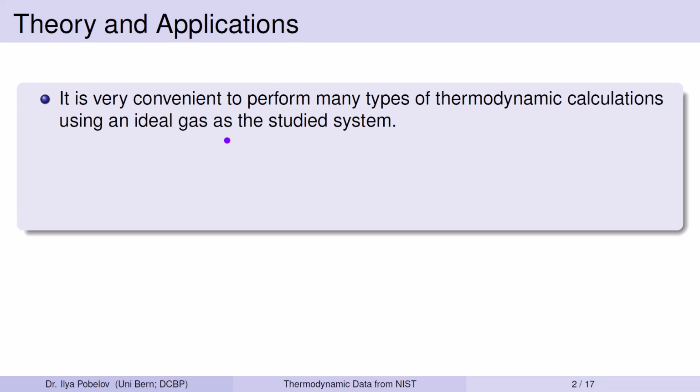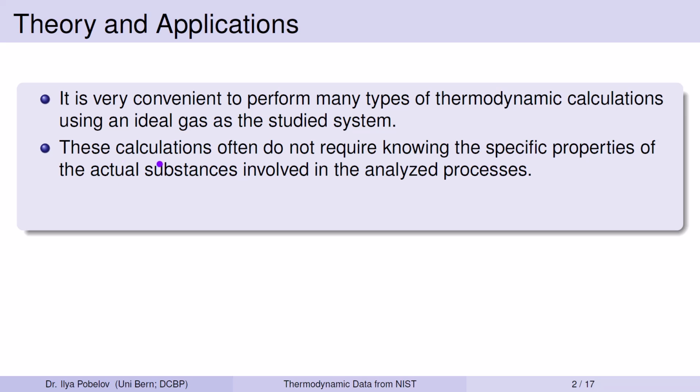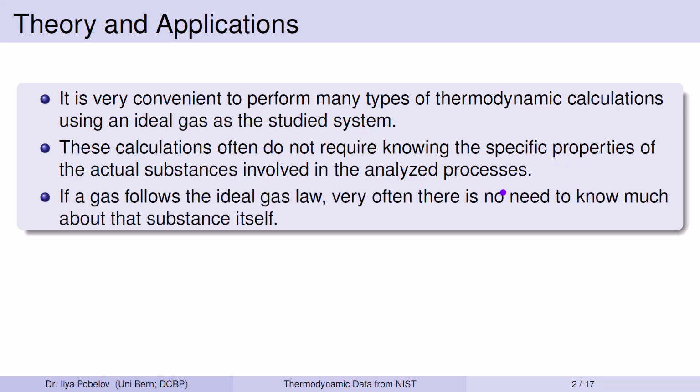It is very convenient to perform many types of thermodynamic calculations using an ideal gas as the studied system. Often, these calculations do not require knowing the specific properties of the actual substances involved in the analyzed processes. If a gas follows the ideal gas law, very often there is no need to know much about the substance itself. However, this is not always the case.